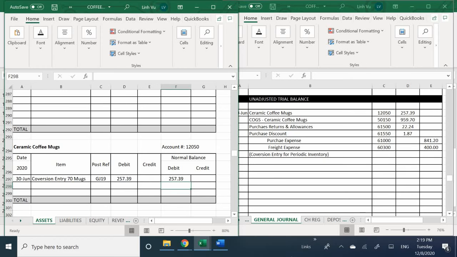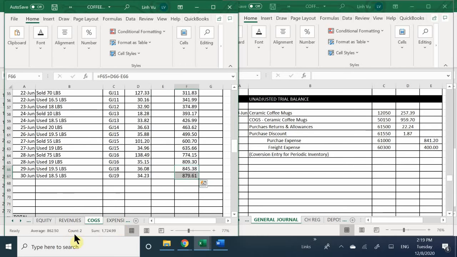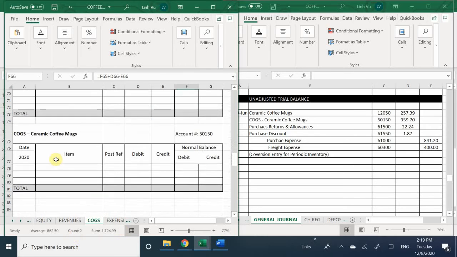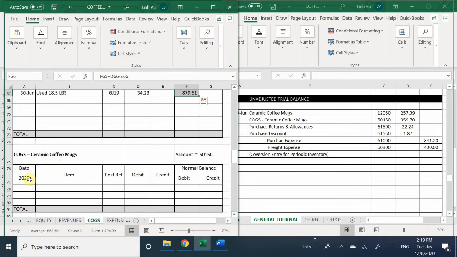Okay, what's after this? And we can go to the expenses of cost of goods sold. So COGS. 50150.